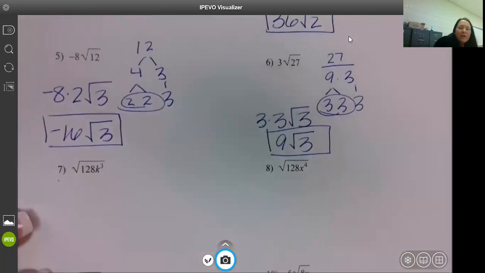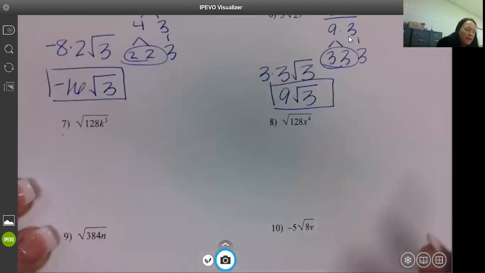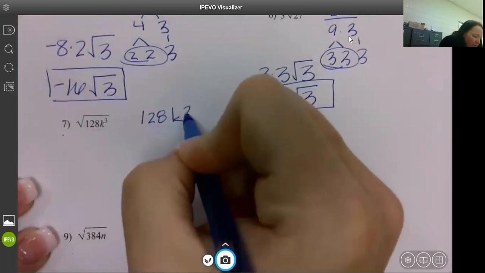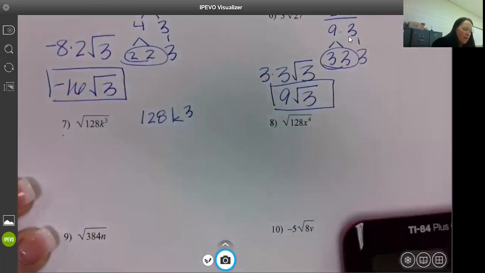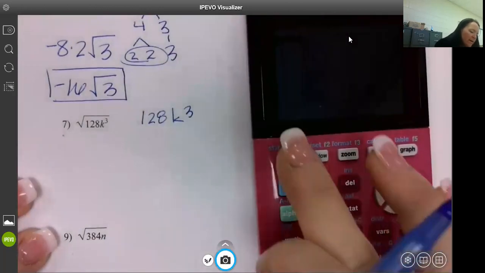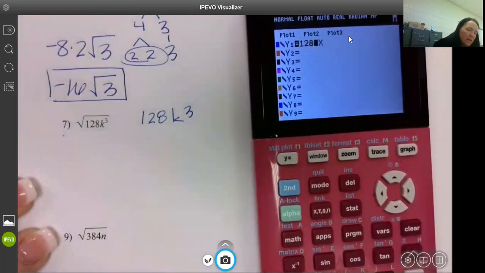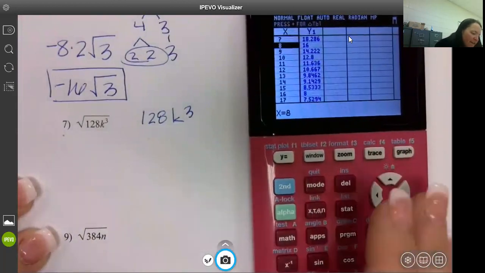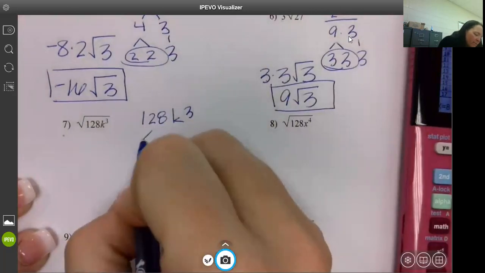The next 4 just have variables in them. You work them the same exact way. So we're finding factors of 128k cubed. And if you look, the next one is 128 as well. So I'm going to break it down and we'll use it for both of them. So 128 divide x. Check out some factors. Here's 8 and 16. That's a good one.